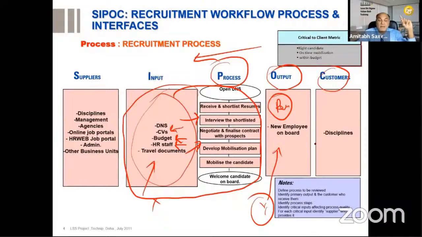So the first thing I'm doing is SIPOC. I'm doing supplier, input, process, output, and customers. SIPOC. So customers, output, process, input, and suppliers. I'm focusing on process, not on people.